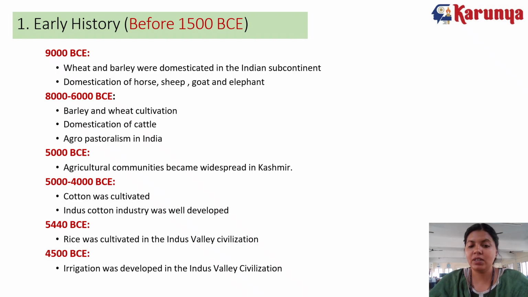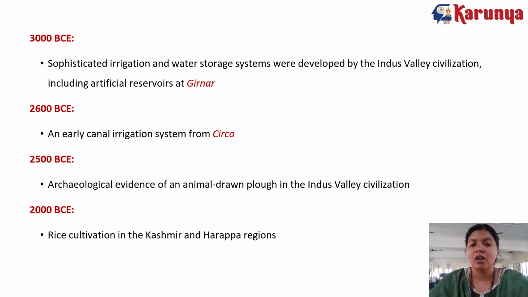And around 4000 BCE, different irrigation methods were developed, and the farmers started storing water and using the stored water for crop production. And we also have evidence that in 3000 BC, people started to build advanced water storage systems and reservoirs, and around 2500 BCE, animal-drawn ploughs were used for cultivation. And by 2000 BCE, rice cultivation spread to the Kashmir and Harappa region.